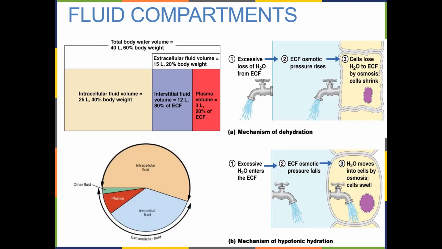And so we see the cells shrink. The only way the cell knows to give up water is because the salt concentration out in the plasma, in the interstitial fluid, rises. If we don't lose salt, we only lose water.